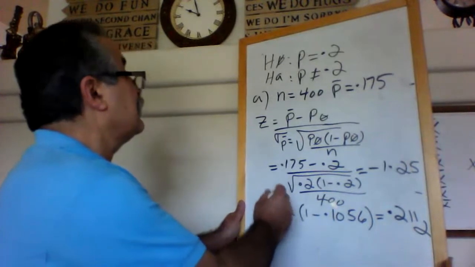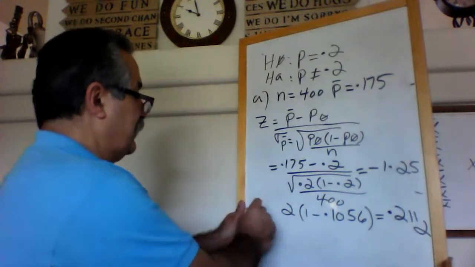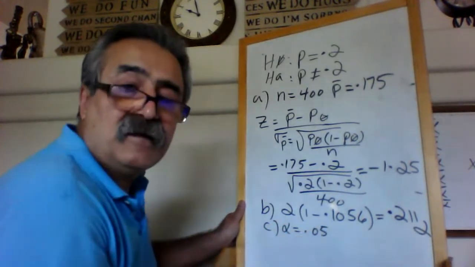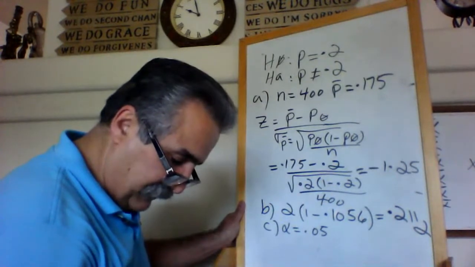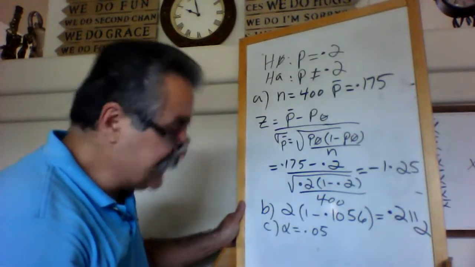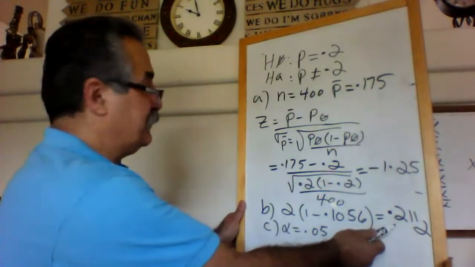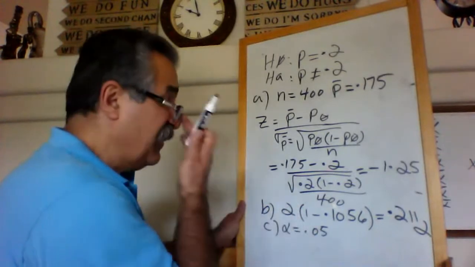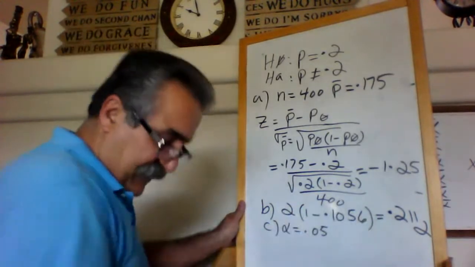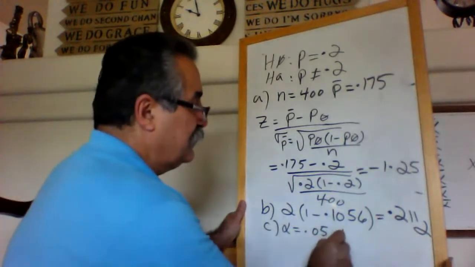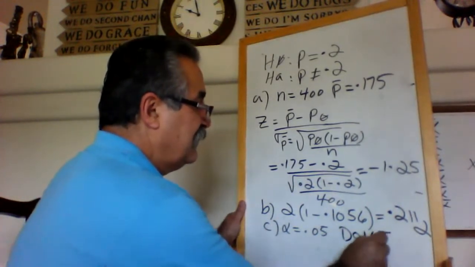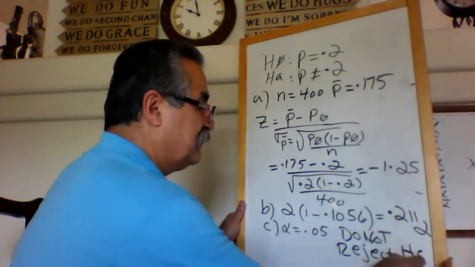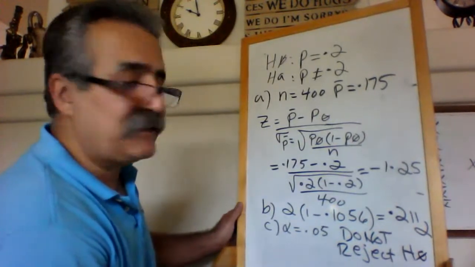This is for part B. For part C, alpha equal to 0.05, what is your conclusion? So our p-value is 0.2112. Our alpha is 0.05. Therefore, we do not reject because our p-value is greater than the value of alpha. So we do not reject H0.